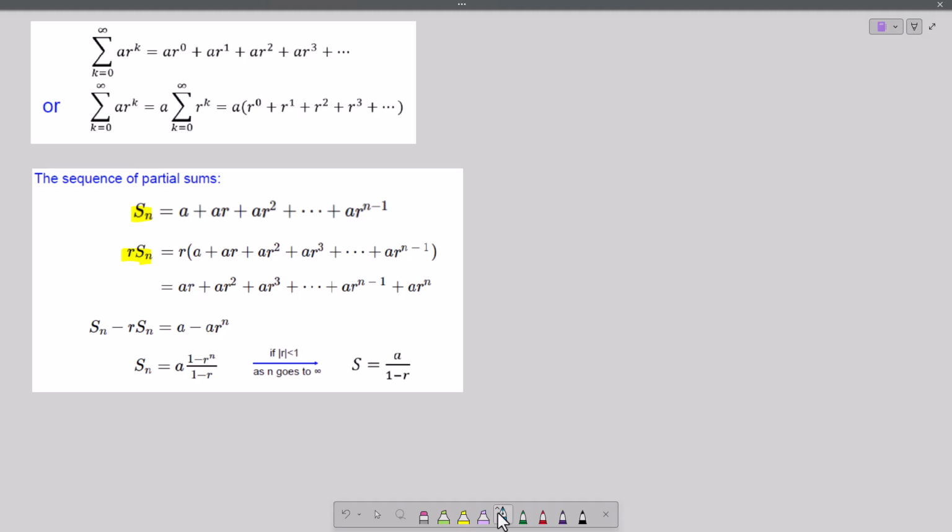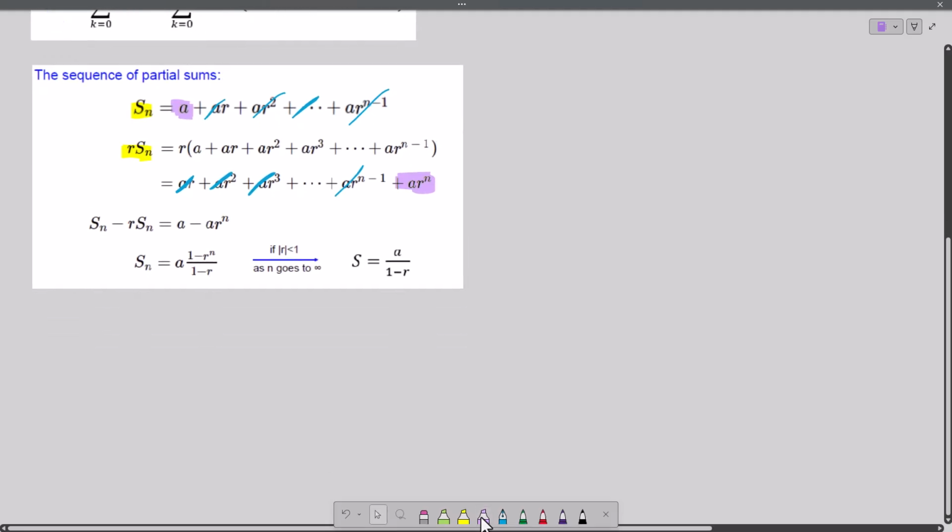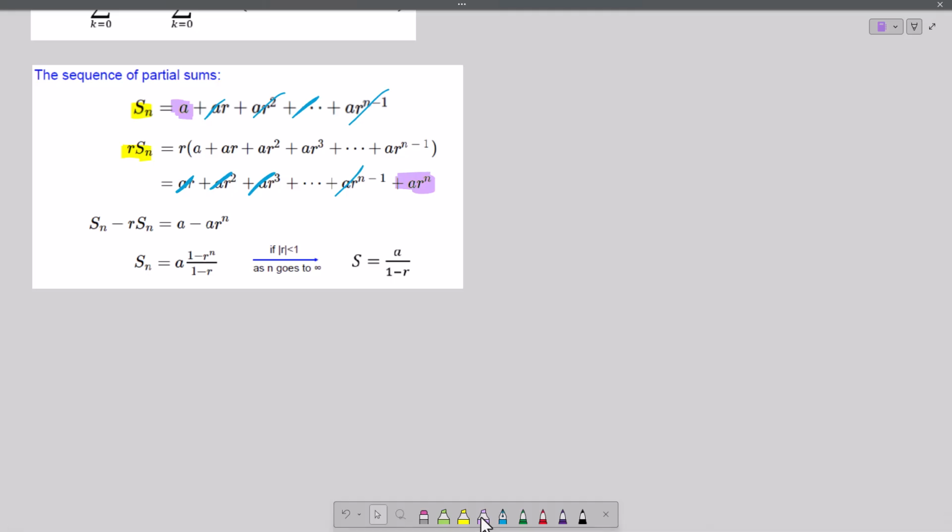Well, there's a ton of cancellation, right? That cancels with that, that cancels. All this stuff cancels. The only two things that don't cancel are those. So if we subtract the two, S sub n minus r S sub n, we get a minus ar to the n. On the left, factor out the S sub n. If you factor S sub n to the front, you have a 1 minus r. Divide both sides by 1 minus r. This is S sub n in closed form.